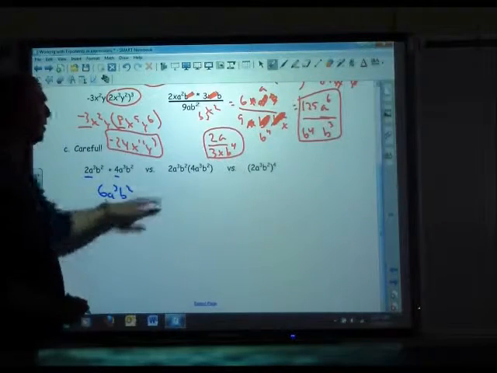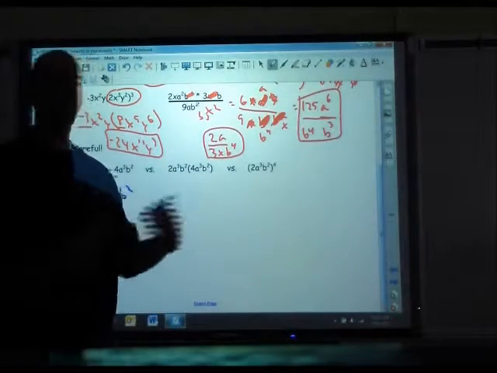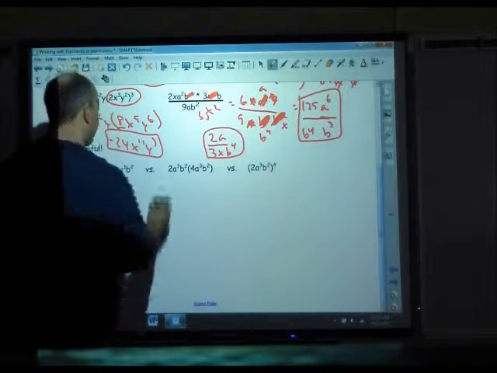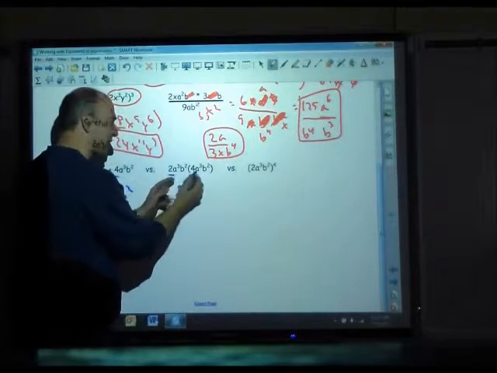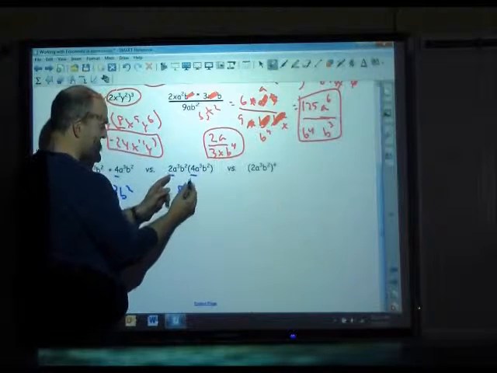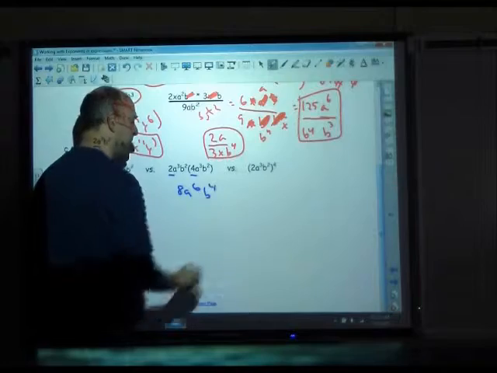Okay? Now that's completely different from this, where you're actually multiplying. When you multiply, you're adding factors. So 2 times 4 is 8. It's not 6. And I'm multiplying, so now I got to add my power. So it'd be 8, a to the 6th, b to the 4th.